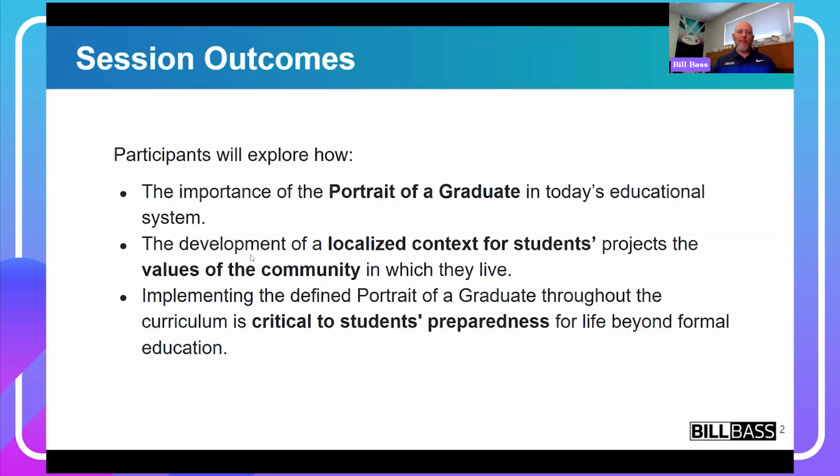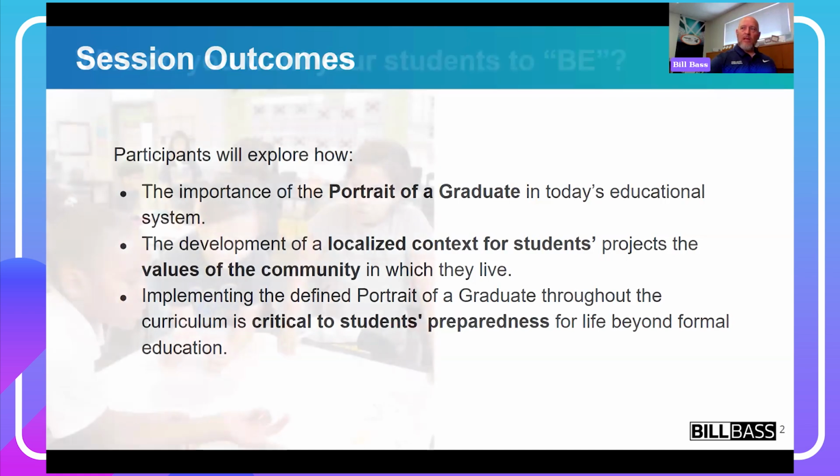So here are just some of our outcomes. We're going to talk about the importance of the Portrait of a Graduate in today's educational system, and knowing that that educational system is in a constant state of change. We're going to talk about how we localize that content and how the values of the community impact the Portrait of a Graduate work that we do. And then really thinking about how we implement the Portrait of a Graduate into our curriculum so that it is critical to who they're going to end up as in their futures. And that's really where we're going to spend a lot of time this morning. So welcome to this journey, and off we go.